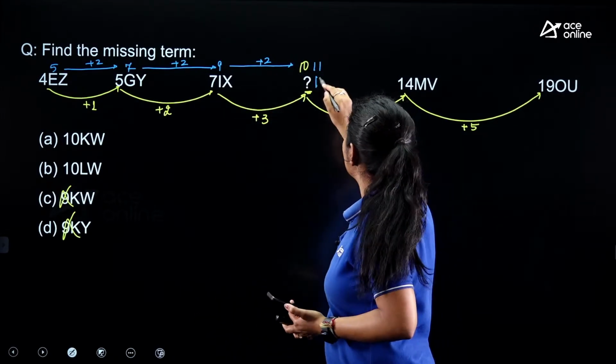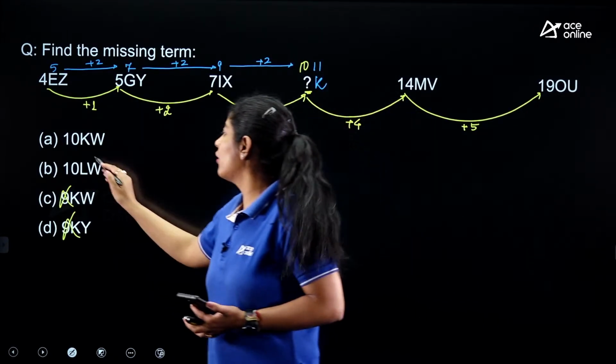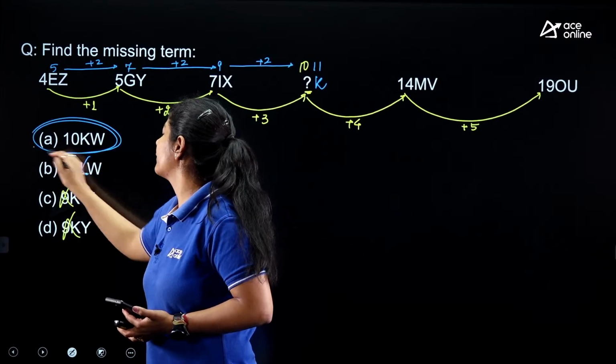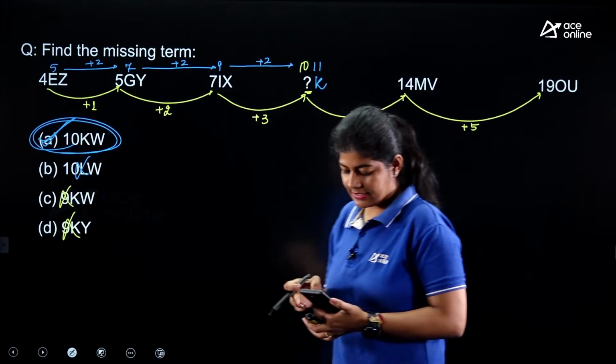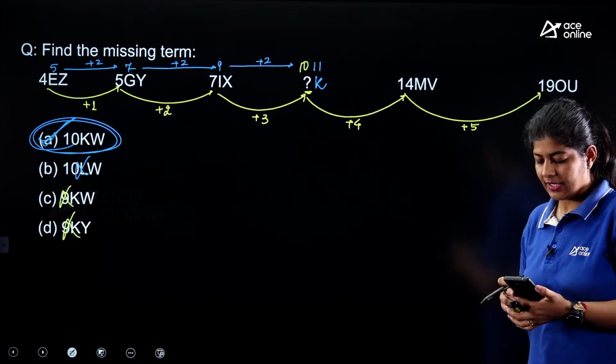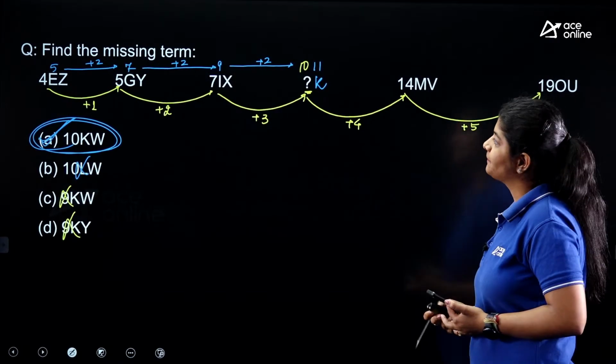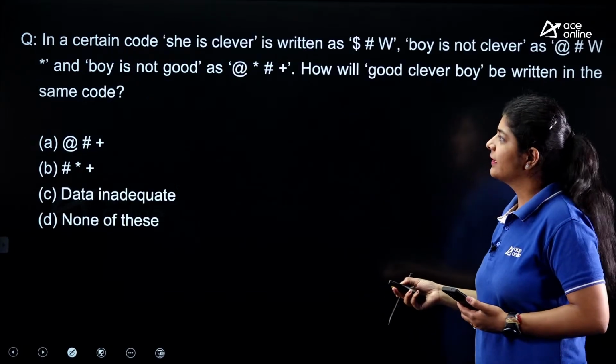And Kings 11 Punjab, I need K, not L. Option number A is the correct one. Right? Next. This is a very simple one.